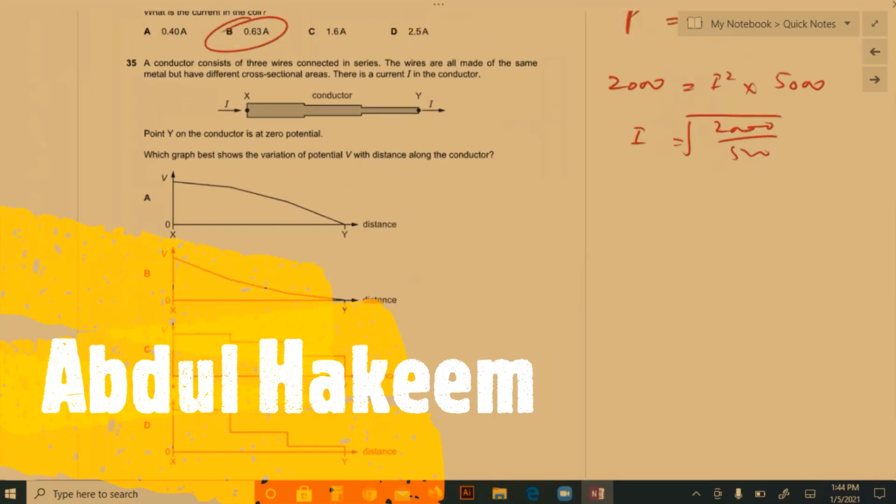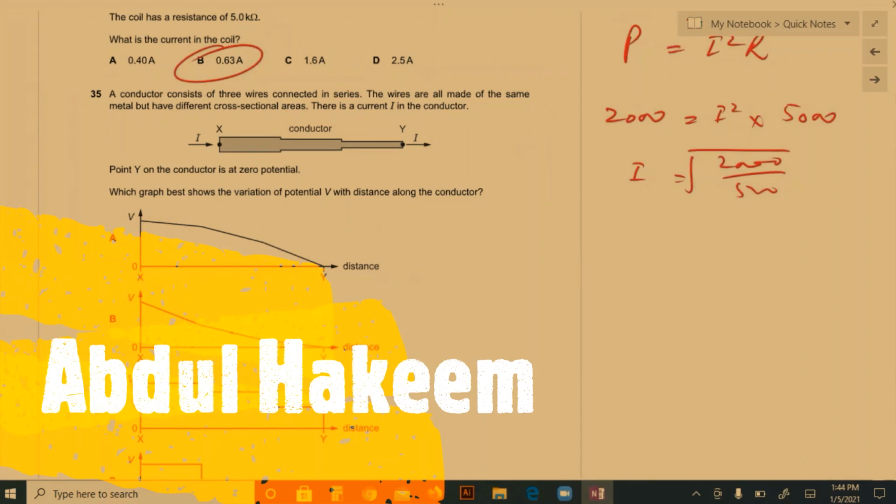Number 35. A conductor consists of 3 wires connected in series. The wires are all made of the same material but have different cross-sectional areas. There is a current A in the conductor.